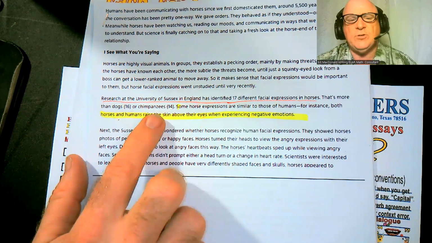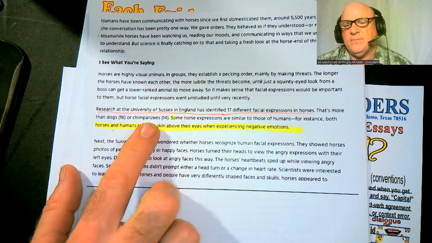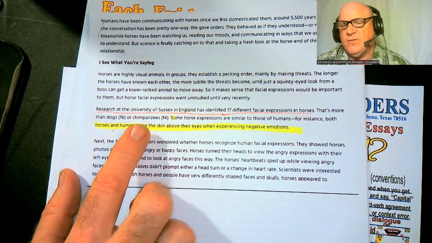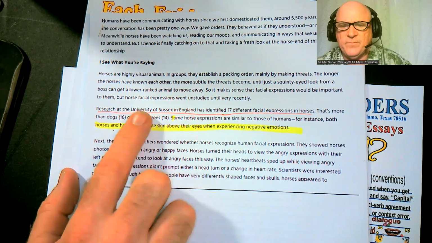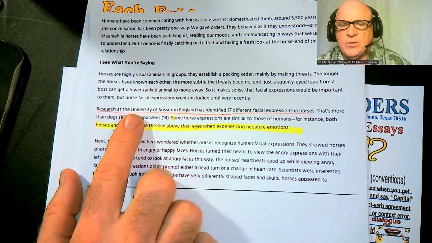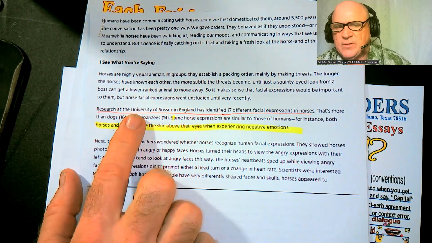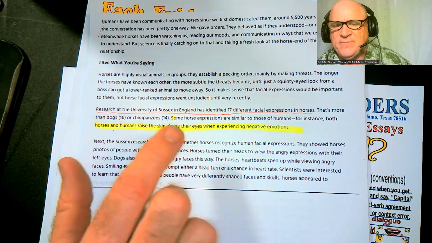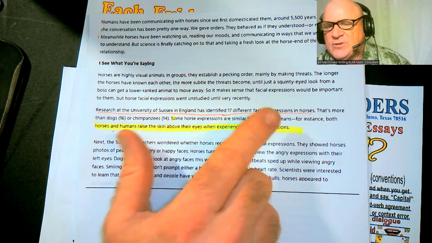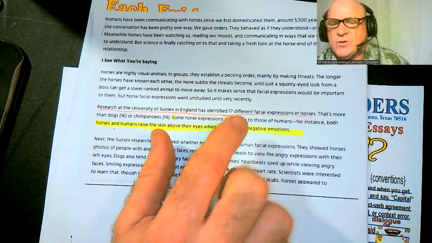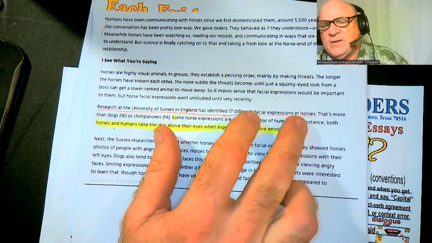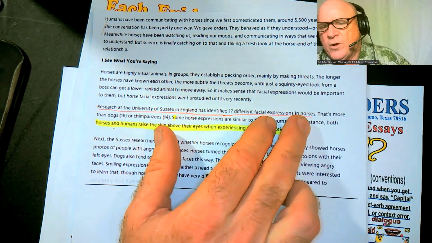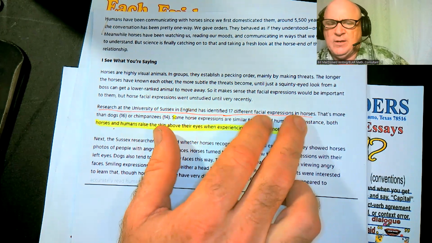And so I went to just one, but I need an idea. Okay. It said, what did the research reveal? And so I saw this sentence here that we could use as part of our central idea statement. Research at the University of Sussex in England has identified 17 different facial expressions. So it reveals that horses have facial expressions, and facial expressions are one way to communicate. So we're gonna have to make sure we explain that.